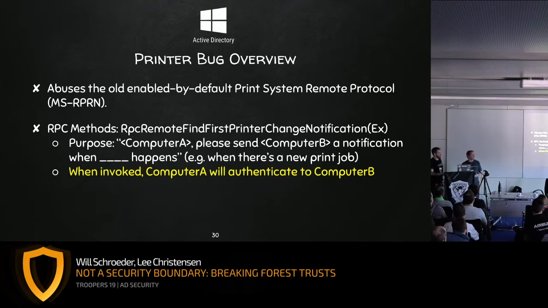And so the whole purpose of this RPC method is you connect to a printer and you may want to be notified when a print job occurs. So you say, send me a notification every time there's a new print job. But there's a feature of this that during the setup of this notification, essentially I can just say, hey print server, please notify my computer whenever there's a new print job. During that setup, that causes the remote print server to authenticate back to me.